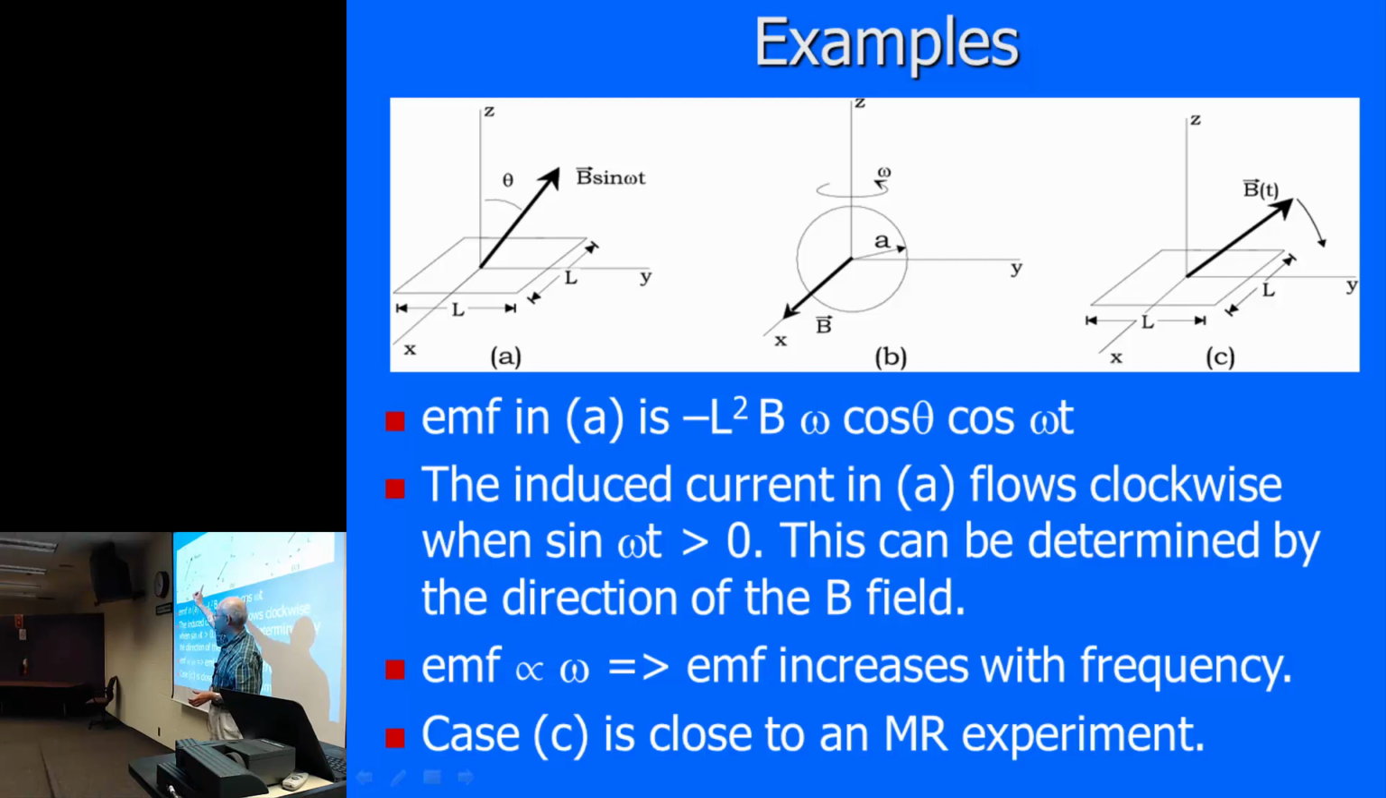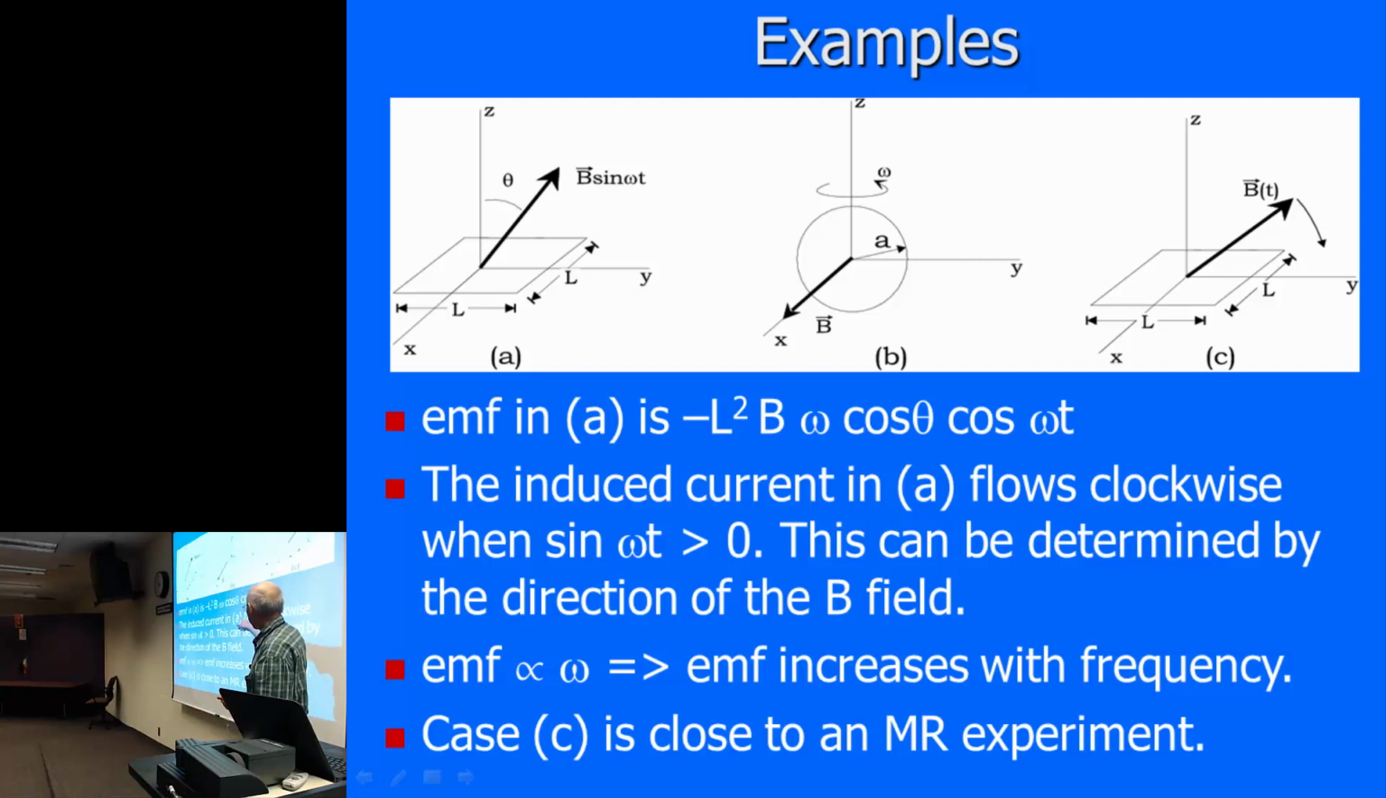So if the B field is pointing this way, the right-hand rule says that if my field goes this way, I should have a current going counterclockwise. But remember, because of that minus sign, because of Lenz's law, the current flows in the opposite direction. So I should actually have a clockwise current. The induced current, in fact, flows clockwise in that figure 8. So this is what you have to be careful about.